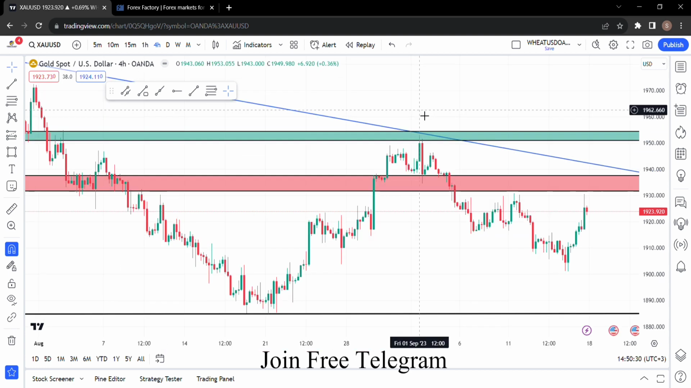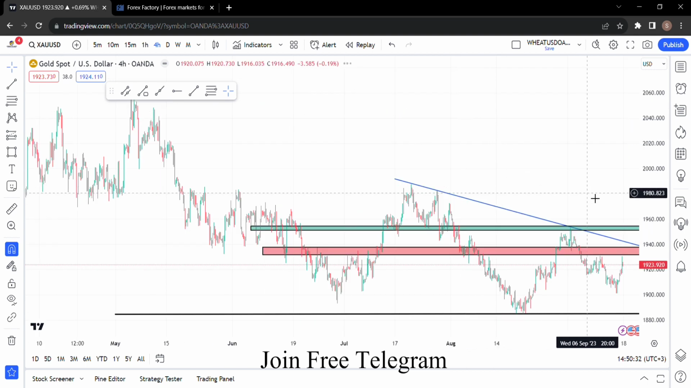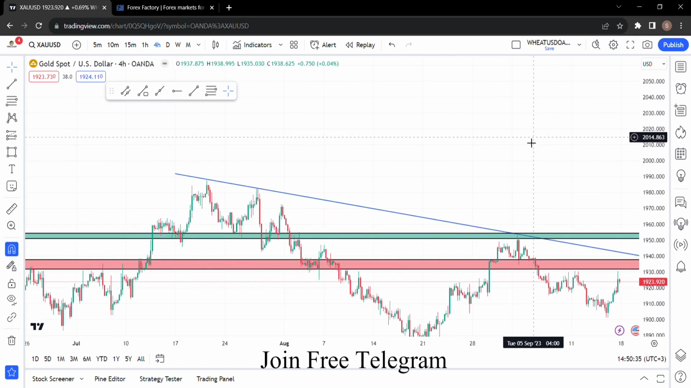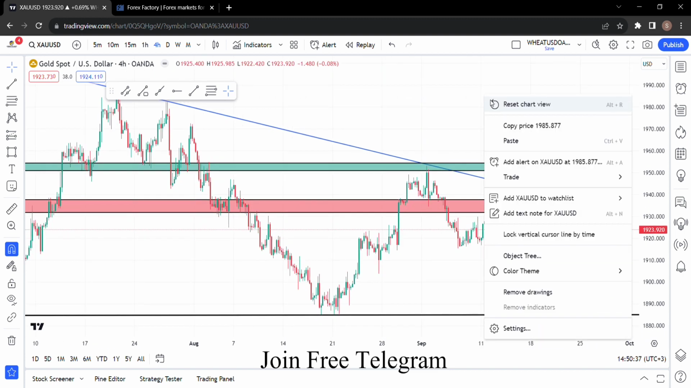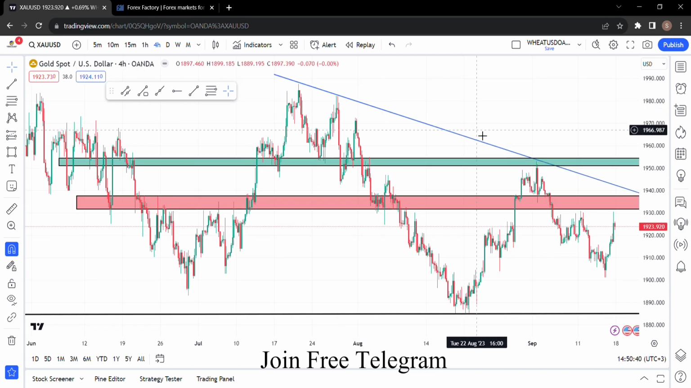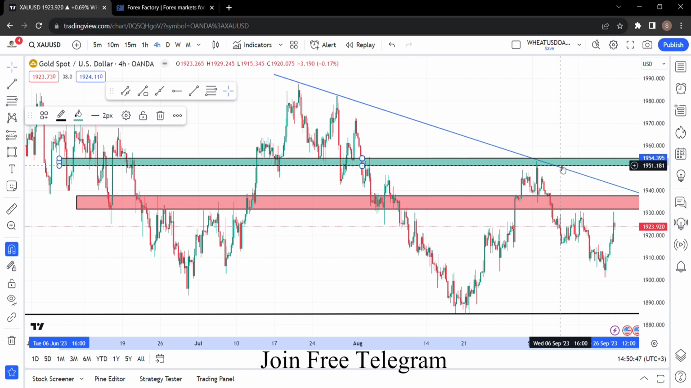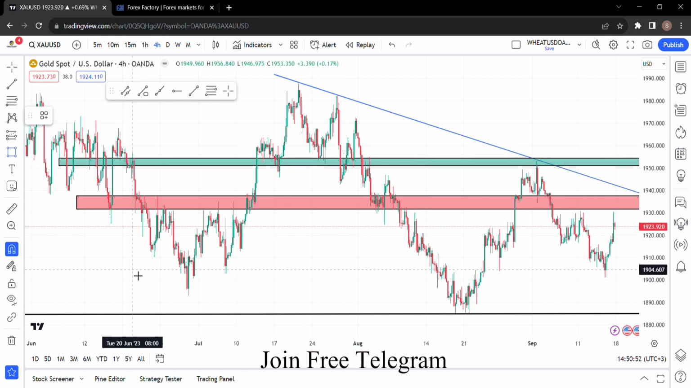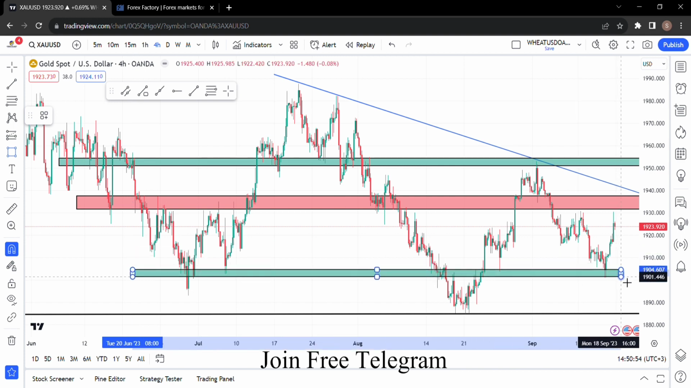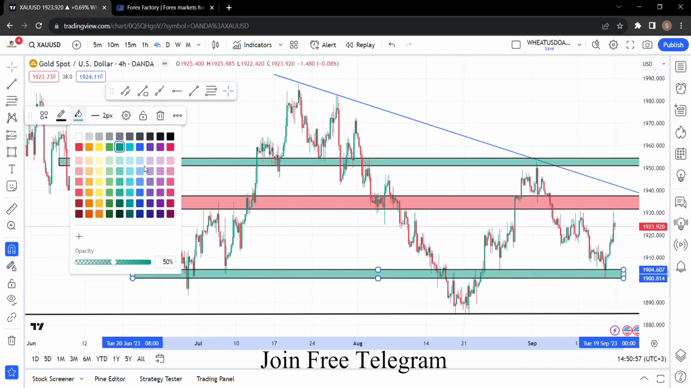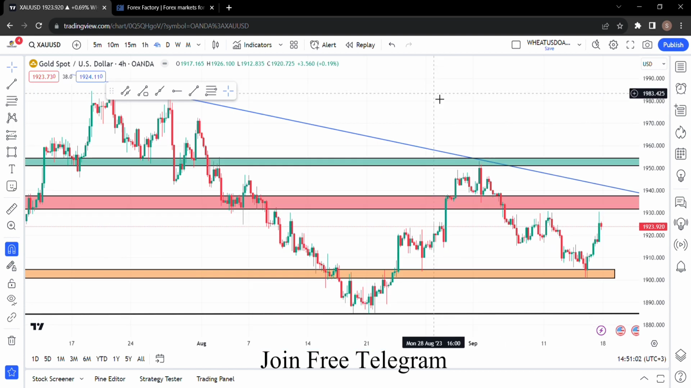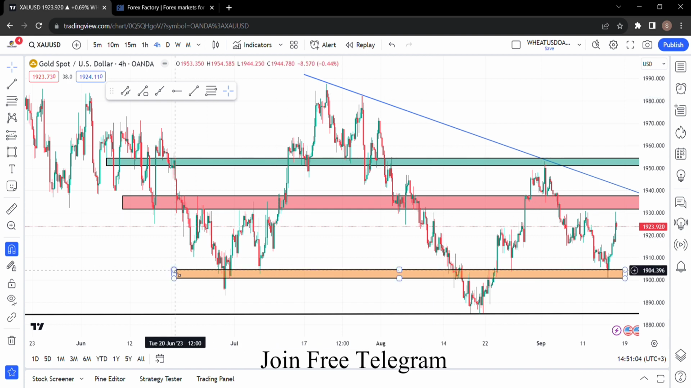Okay guys, our data is done successfully. Now we have to analyze the gold. According to the H4 candle, we got two zones. One zone is almost 1950 to 1954, and the other zone that we got from the H4 candle is this zone. Let's change its color to orange. Hope you are understanding the things and trying to learn the things that I am doing.